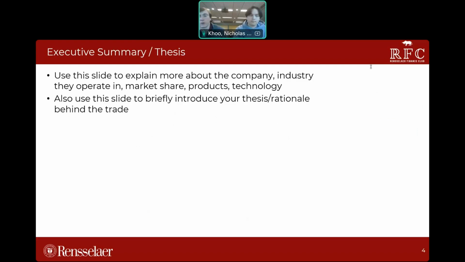So after going through a little bit of information on yourself, this is where you're going to kick off more of your pitch. You're going to start off with defining what it is that you are pitching, more of an executive summary of what the equity is, as well as what industry they operate in, different products they have, different technology they have, what they're really known for, what their presence is in the marketplace, more or less. And then you'll also briefly start to touch on why you think this is a good trade, as well as what your overall macroeconomic rationale might be behind it.